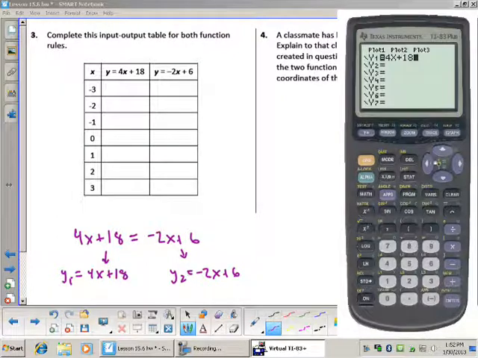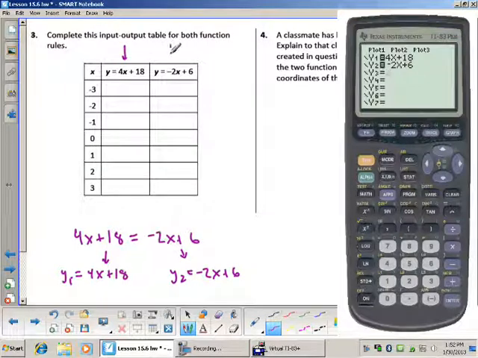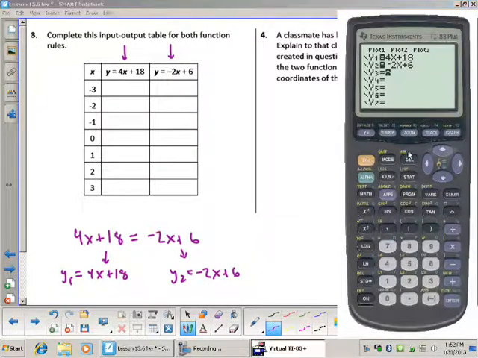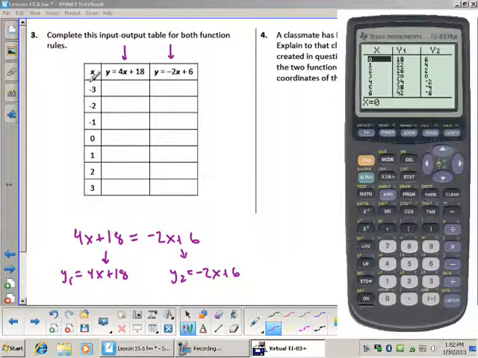Reading the problem is really just like left-hand and right-hand equations. I put them in my calculator. Let's look at the table. Now, they specifically want us to look between negative 3 and 3, so I'm going to go ahead and arrow up so I can see those values. And just fill in what I see. Just to make sure that I'm on the right one, y1 is going to be the 4x plus 18, which is going to be my first column. The y2 is going to be the negative 2x plus 6, which is going to be my second column. So just copying these values down, I have 6, 12, 10, 10, 14, 8.